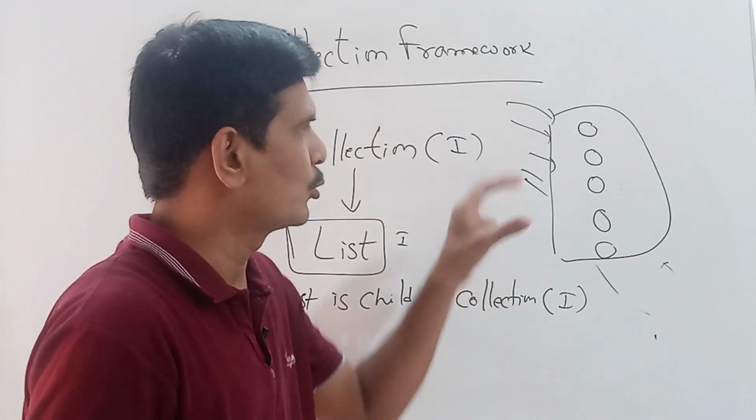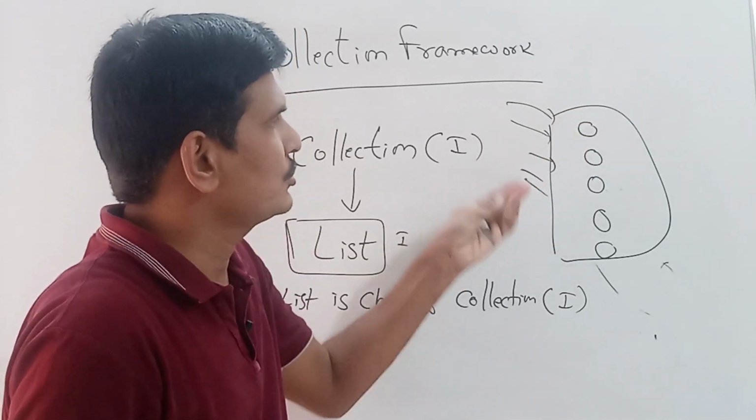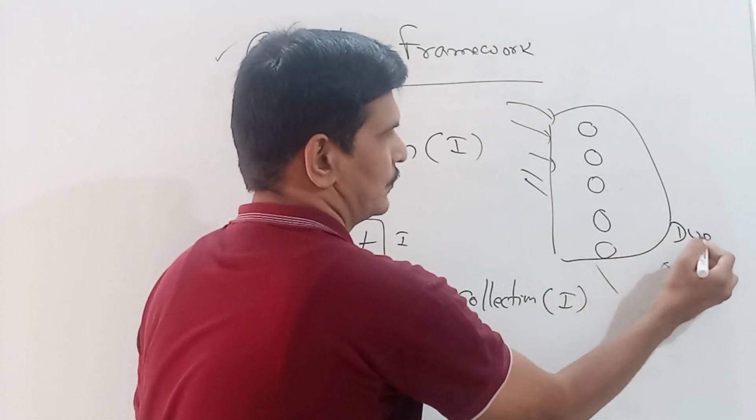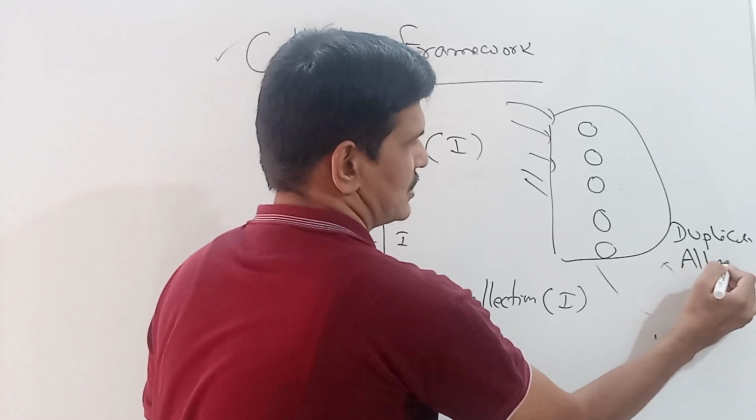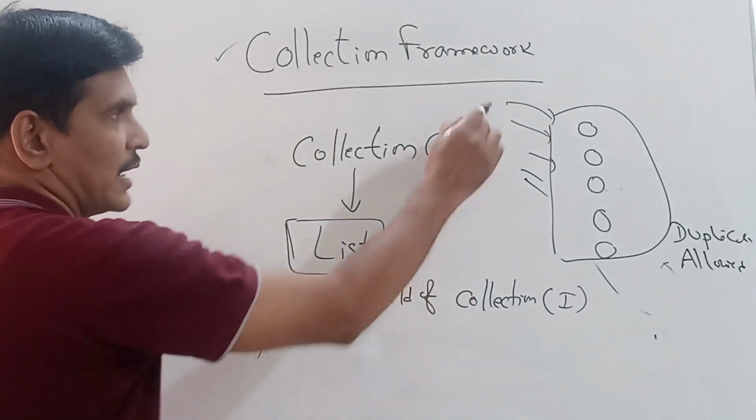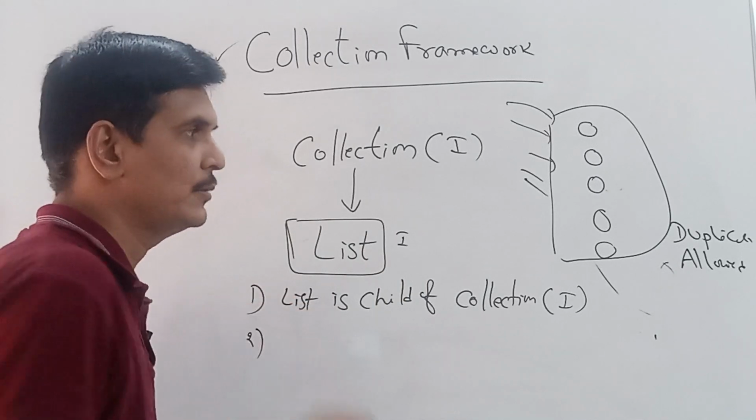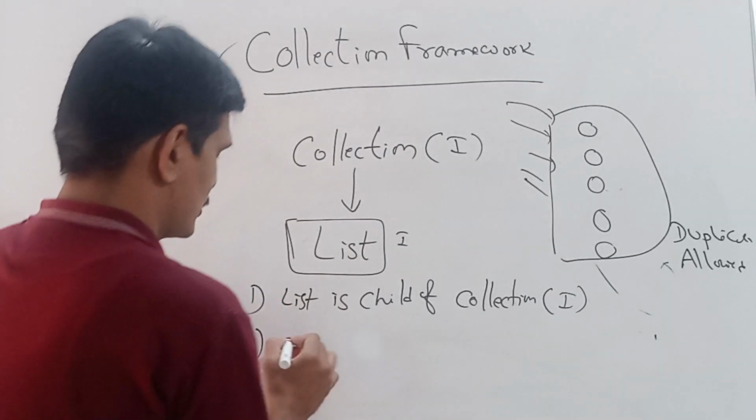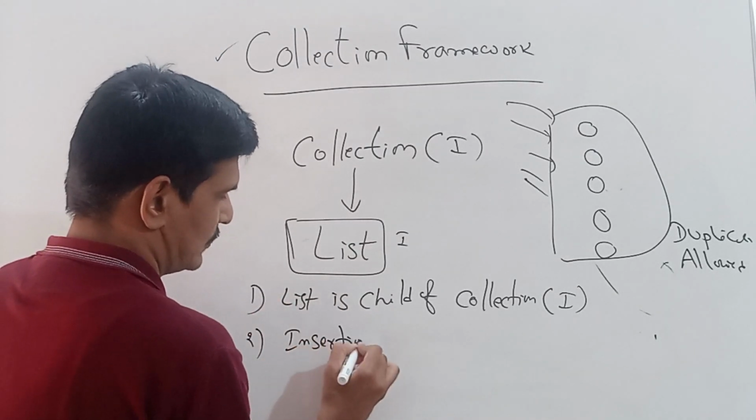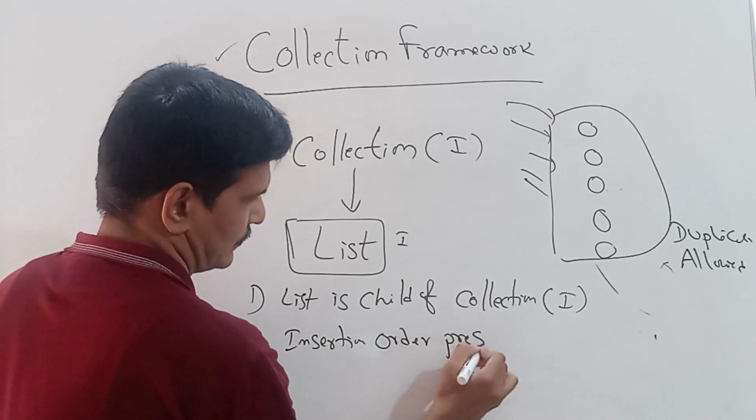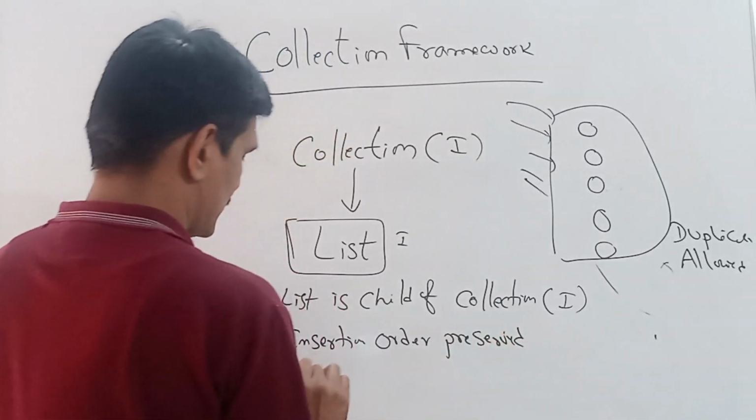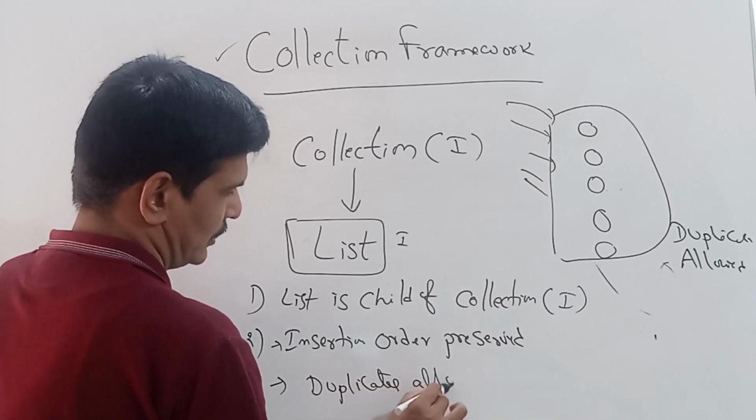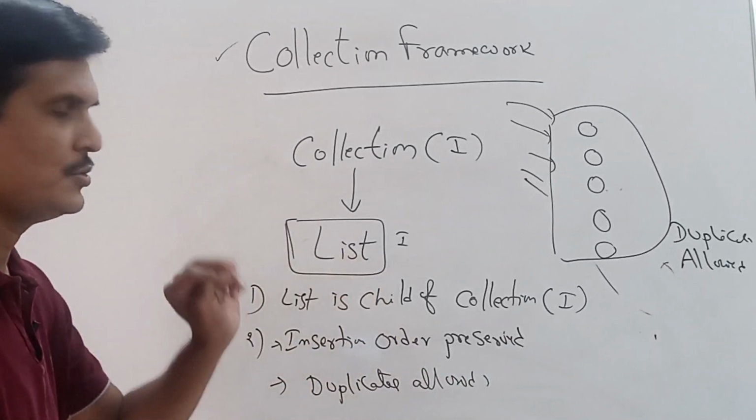If you want to add a group of objects, and the insertion order should be preserved, and at the same time duplicates are also allowed, that is another point. The first point is that insertion order should be preserved, and at the same time duplicates should be allowed. In those two cases we go for the list concept. Insertion order preserved is the first thing, and the second thing is duplicates allowed. So in these two cases we will prefer to use the list concept.